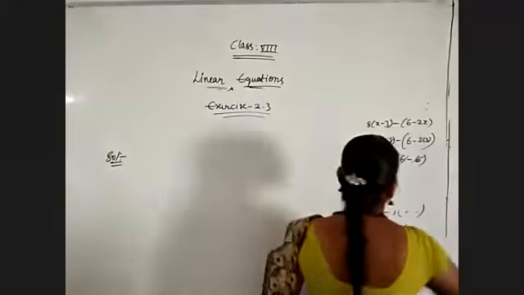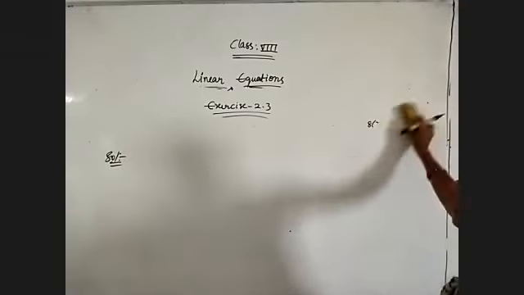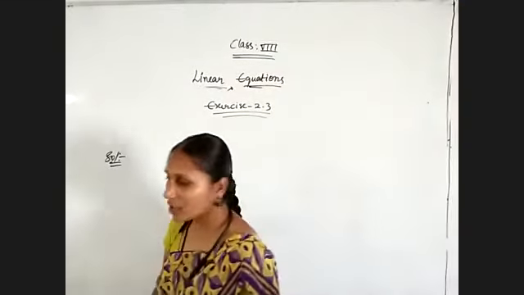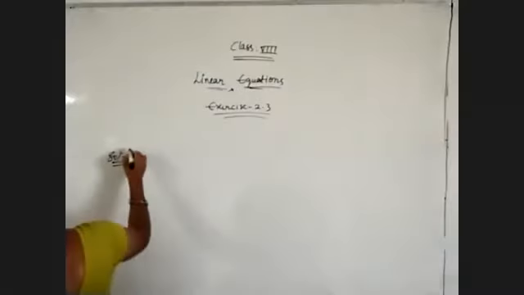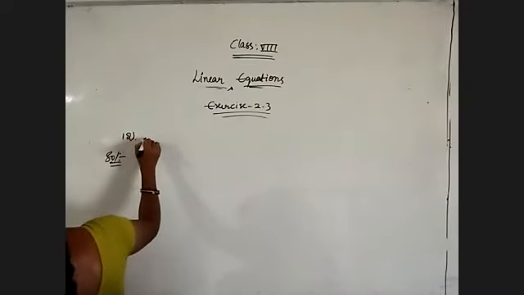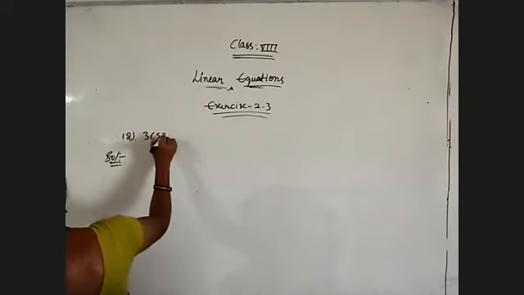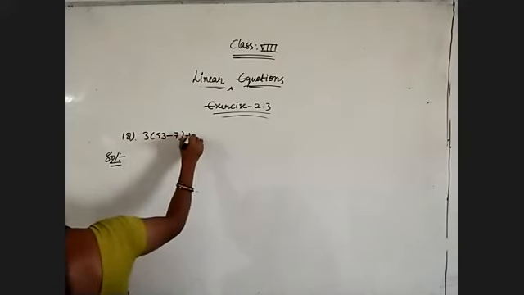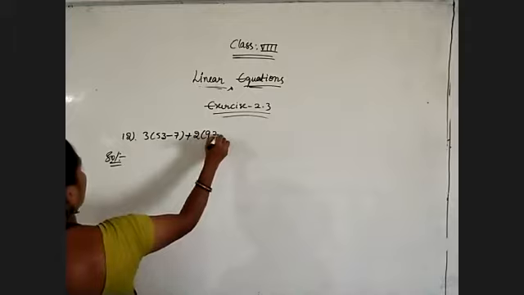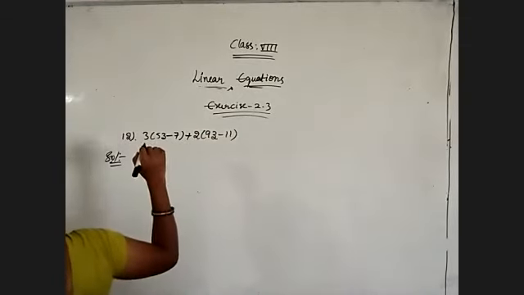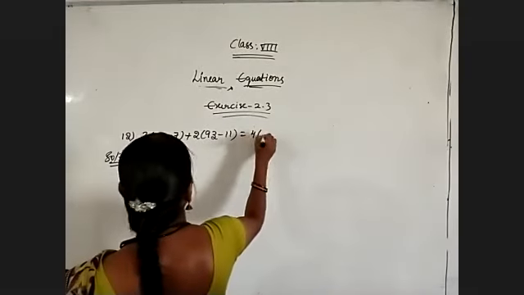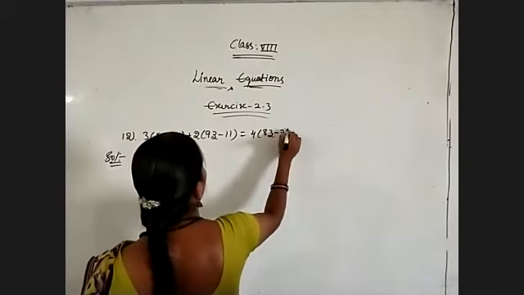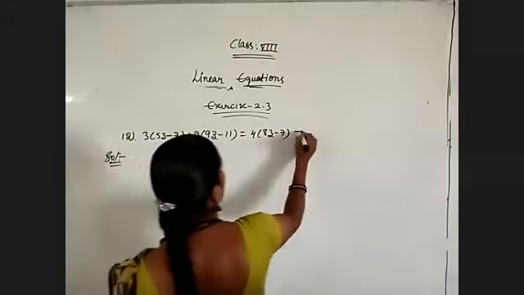So some of the questions are very simple. Those questions, do yourself. Okay. For that sake, I'll write the questions on the board. Okay. 3 into 5z minus 7 plus 2 into 9z minus 11 is equal to 4 of 8z minus 7 minus 111.